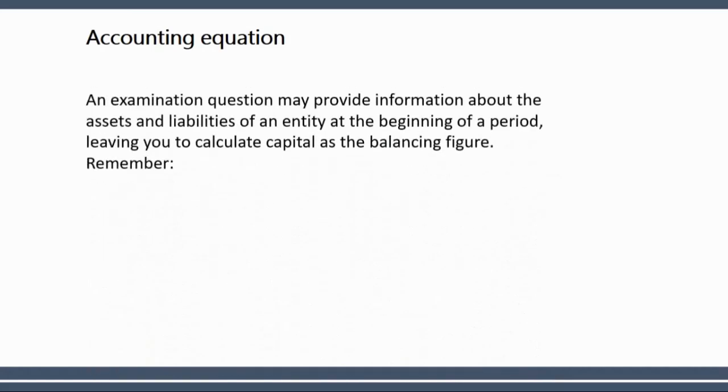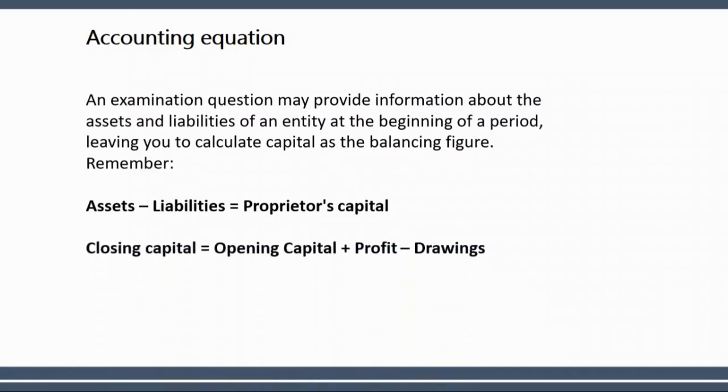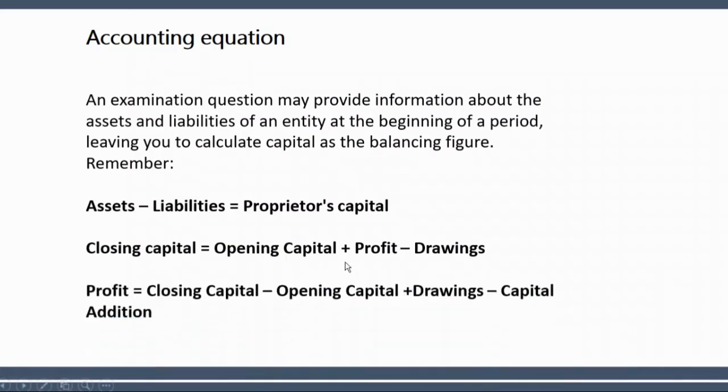You've got the accounting equation where assets minus liabilities is equal to proprietor's capital, or you can say that asset is equal to capital plus liabilities. And closing capital is equal to opening capital plus profit minus drawing. This equation we did in chapter number 5. And there is one more: profit is equal to closing capital minus opening capital plus drawing, minus capital addition. This is the same, I'm just rearranging these things. Capital addition means that if you have added some capital during the year, it must be accounted for.